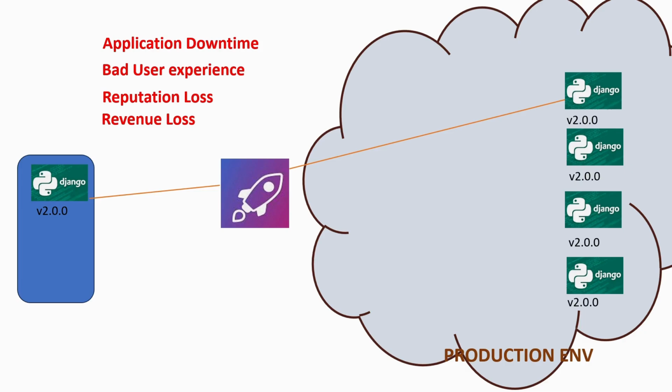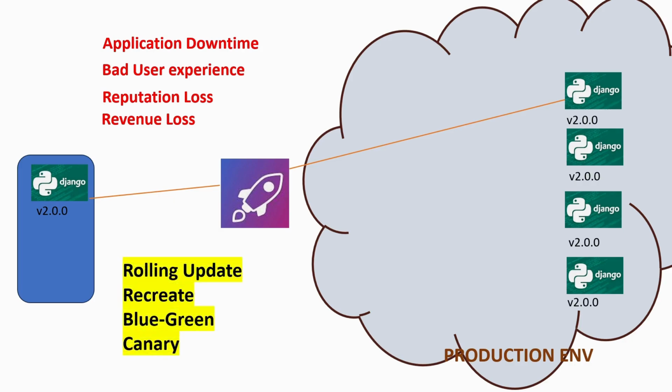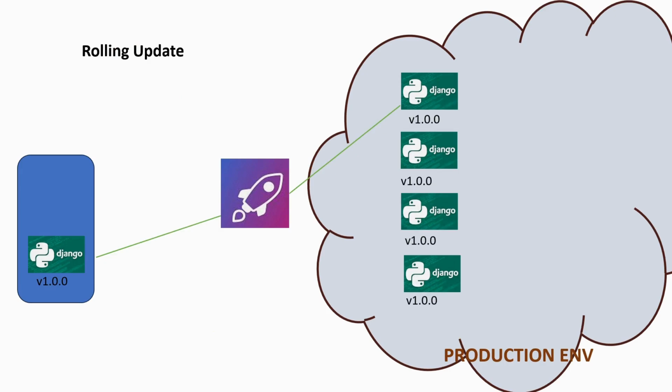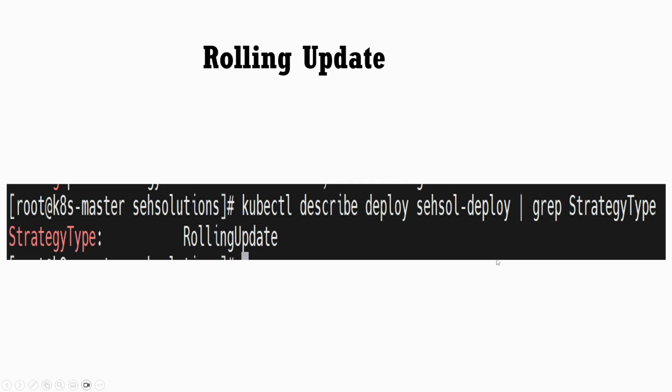This is exactly why Kubernetes provides deployment strategies like rolling update, which is the default one, recreate, blue-green, and canary. These strategies help us to update applications smoothly, safely, and without downtime. Let's understand rolling update. By default, Kubernetes uses the rolling update strategy. I will show you this in the demo section, but we can validate it using the kubectl describe command, where we can grab the strategy type. So that is rolling update.